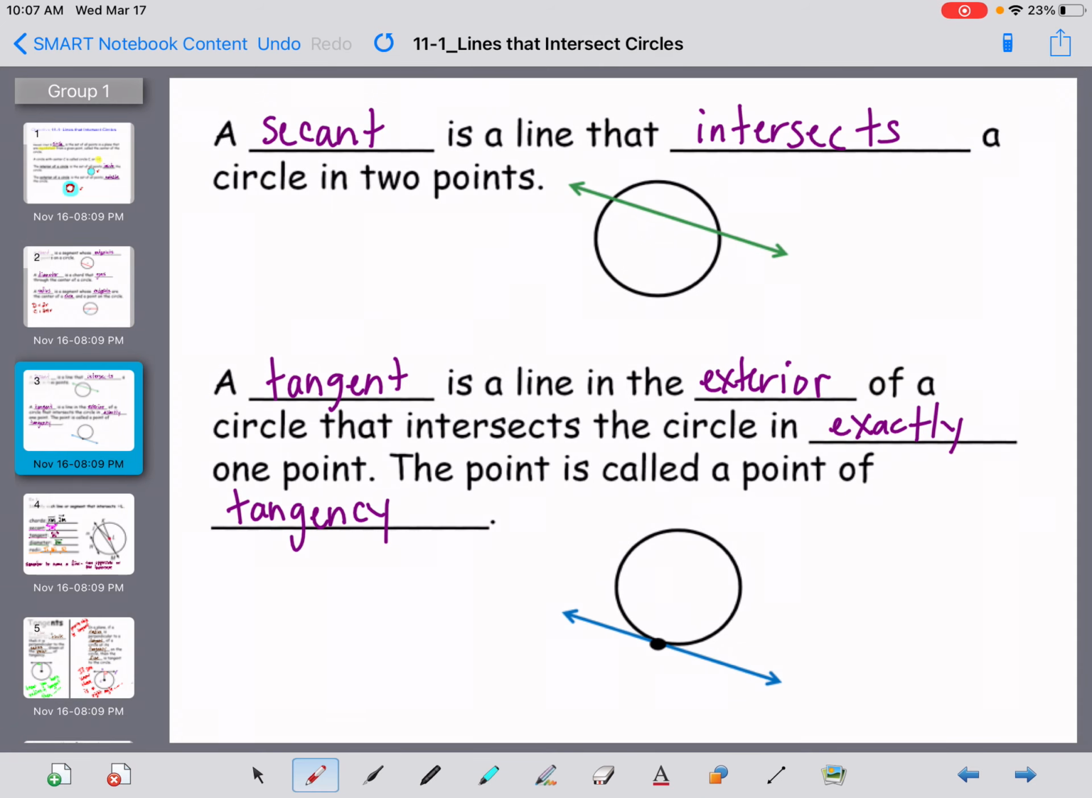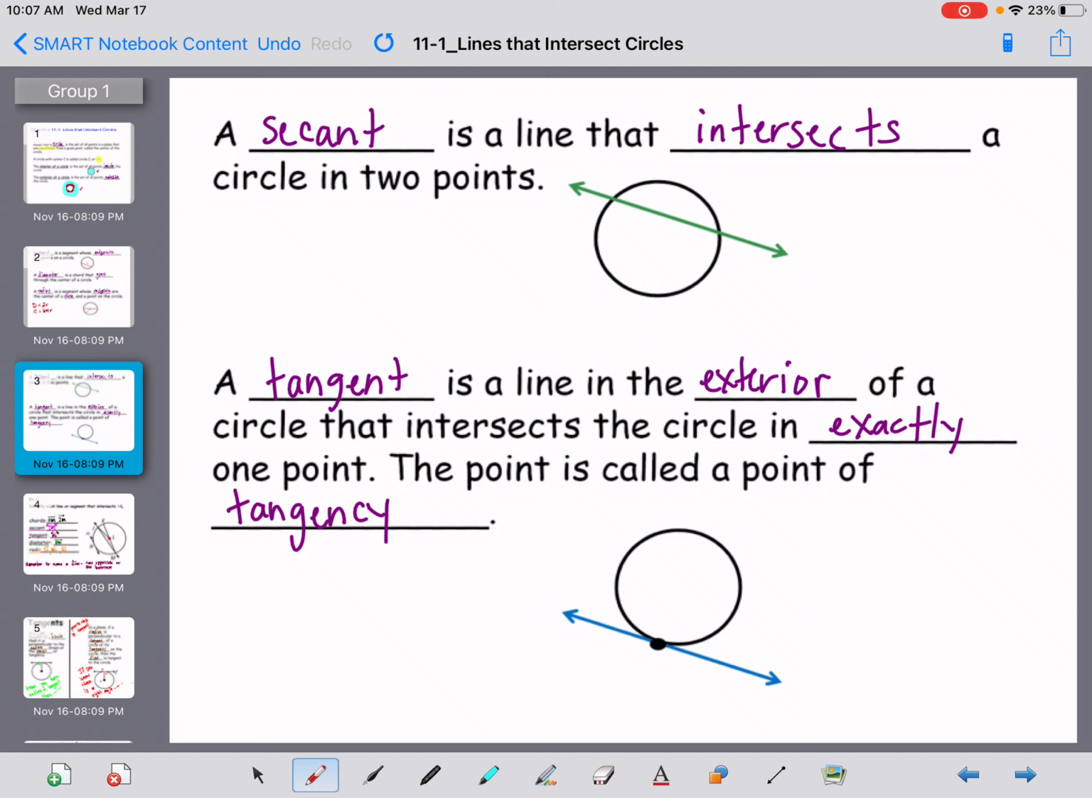A secant is a line that intersects a circle in 2 points. So a secant is like a green line right there. It's just going to go through the circle, and it can go anywhere through the circle. It could also go through the diameter.